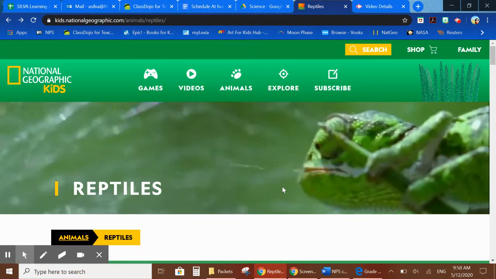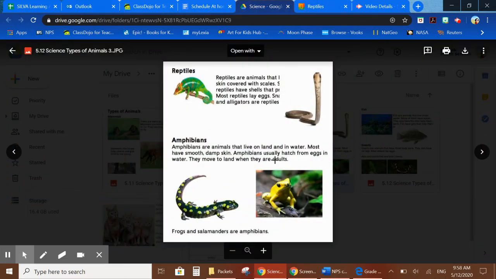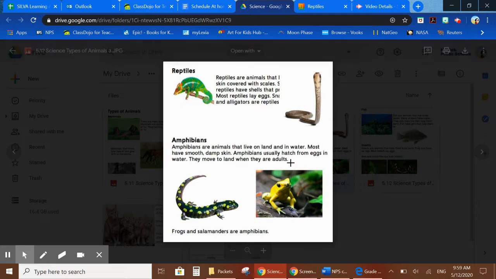Okay, and now we're going to read about amphibians. Amphibians are animals that live on land and in water. So they can live in both the water and on land. Most have smooth, damp skin. So when you touch them, they feel a little wet. Amphibians usually hatch from eggs in the water. Then they move to land when they are adults.